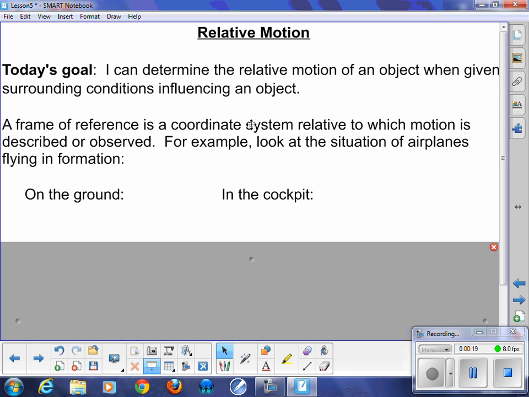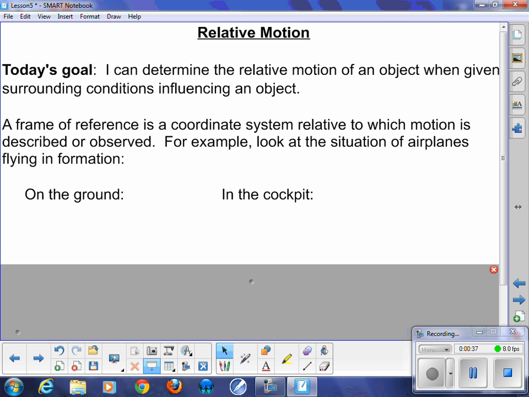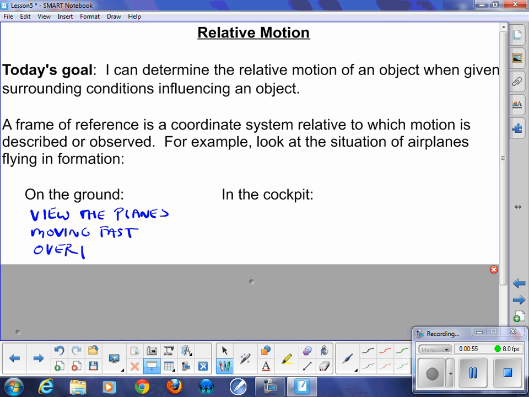So frame of reference, which is really what we're talking about in terms of relative motion, is a coordinate system relative to which motion is described by an observer or described for the observer. For example, let's look at the Snowbirds situation of airplanes flying in formation. If you're on the ground and you are watching the formation fly over, you view the planes moving fast, okay? Moving fast overhead.